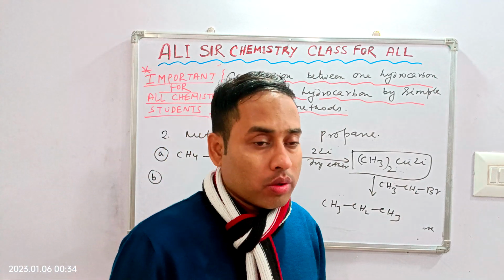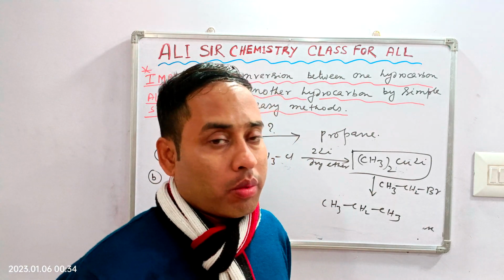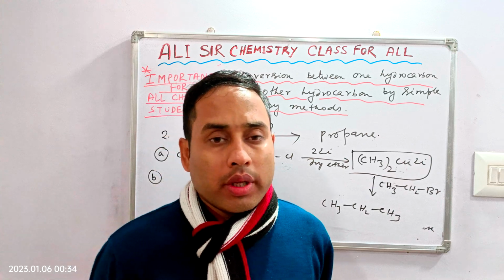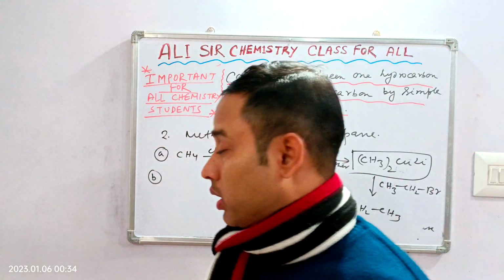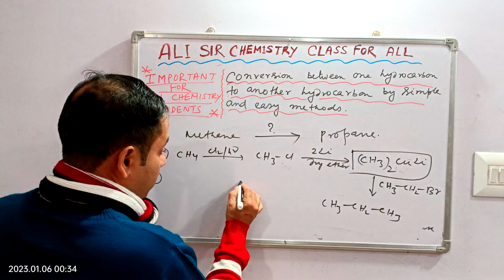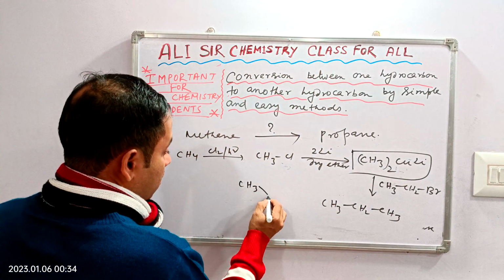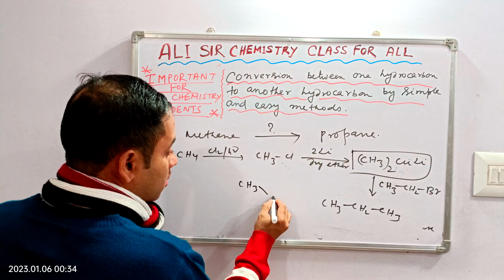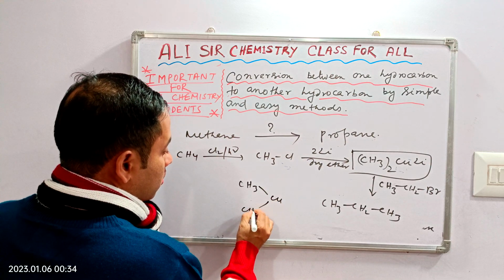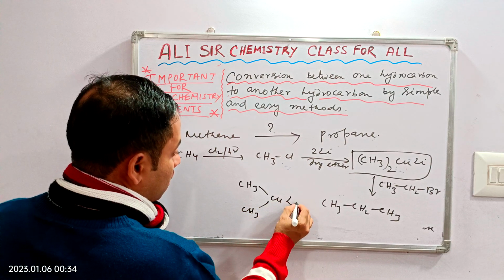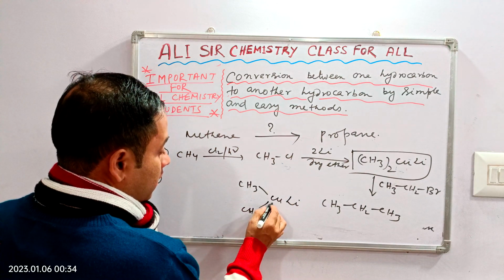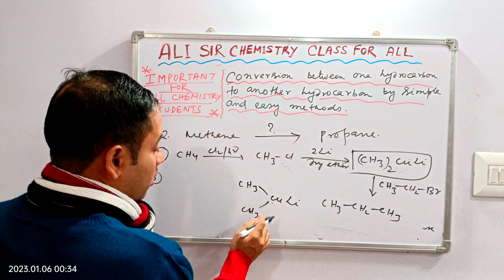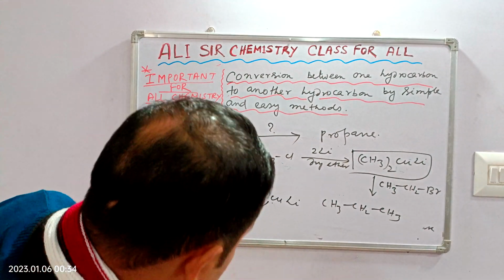When in a compound the metal is directly bonded to the carbon atom, that compound is called an organometallic compound. Okay, you see the compound is (CH3)2CuLi. So the carbon is directly attached with copper. So this compound is called an organometallic compound.